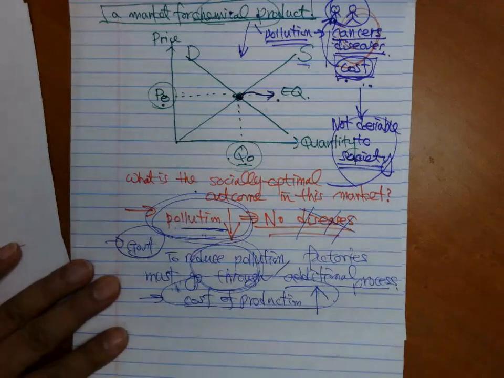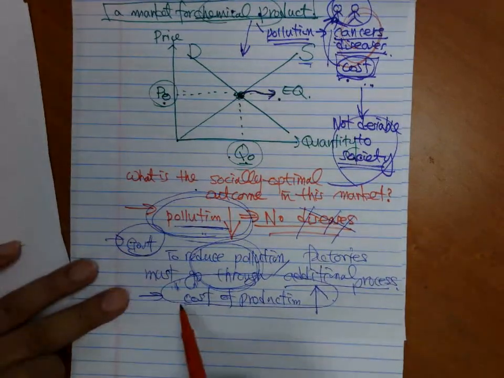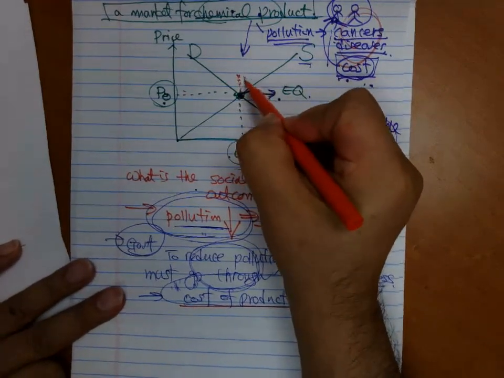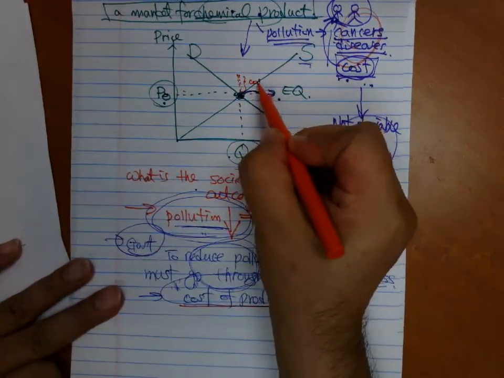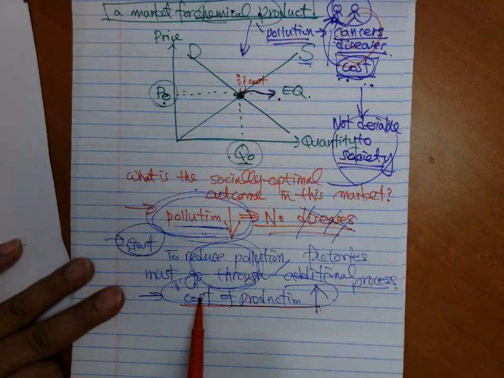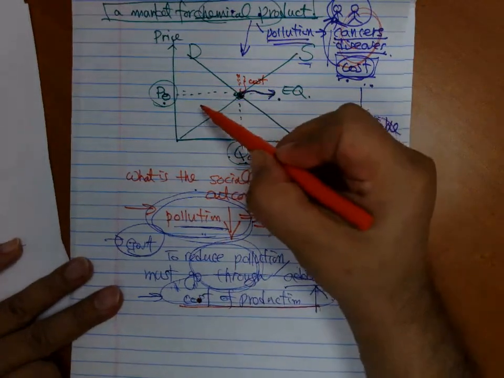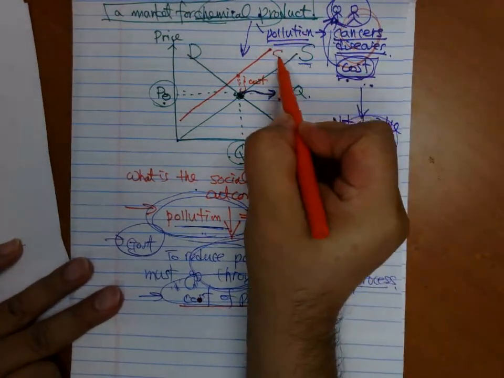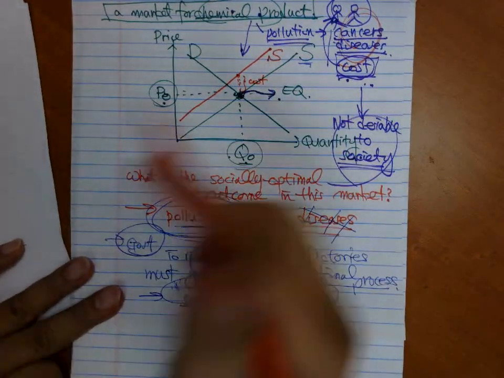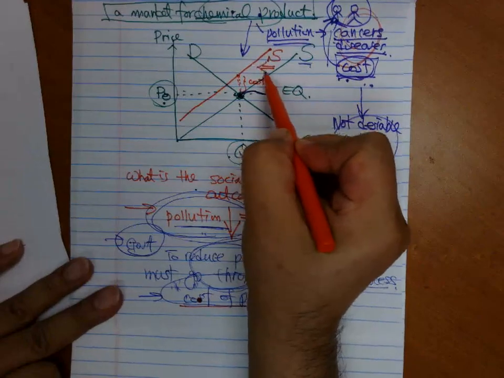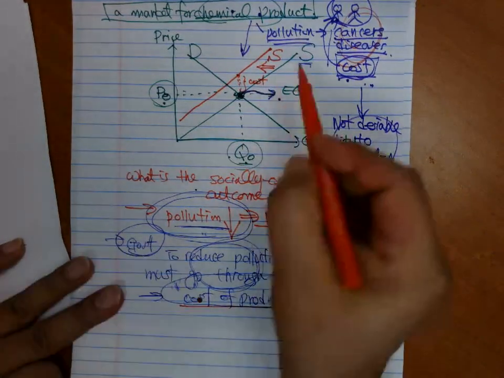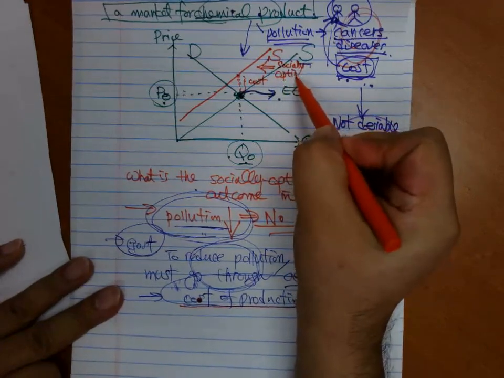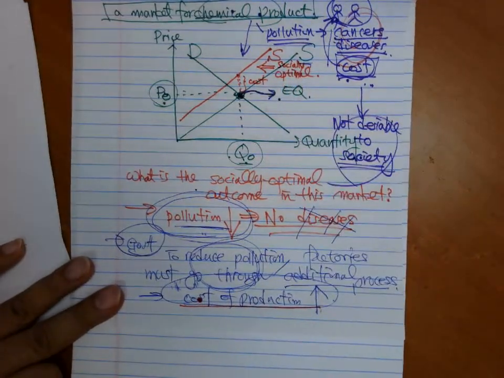So what happens is that supply of chemical product must be decreased. This supply is socially optimal. Supply curve. Why socially optimal supply curve? Because this process is included in this supply curve. Then under this socially optimal supply curve, we need this equilibrium.